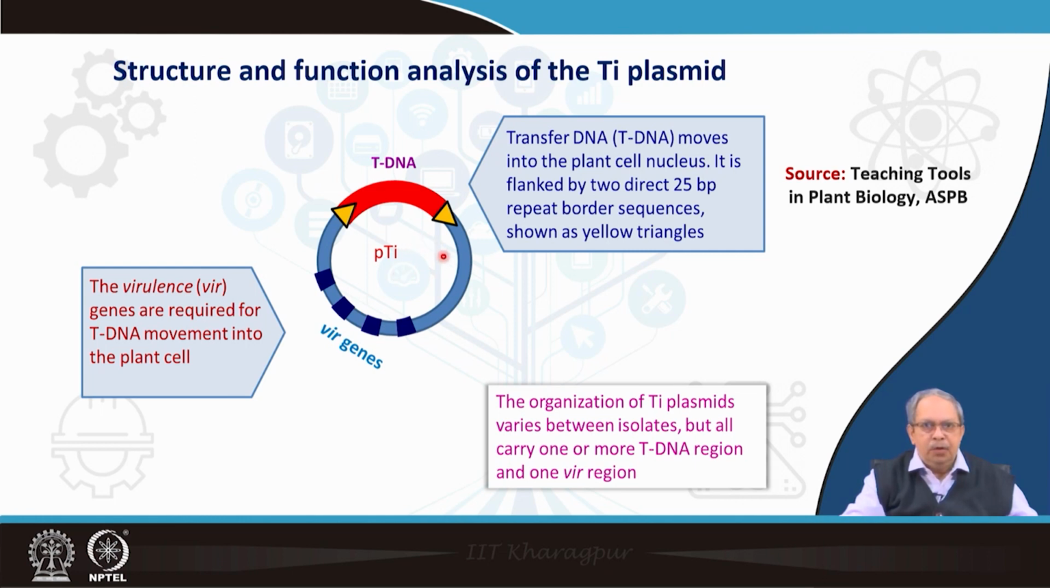Now, if you look into the details of this plasmid, there are two regions. One is what is shown in red, that is called tDNA or transferred DNA. The term transfer itself indicates that this part of the DNA is transferred from the Agrobacterium through the wounding site to the plant cell, and then it travels through the cytoplasm and ultimately reaches the nucleus, enters into the nucleus and becomes integrated as a part of the plant genome.